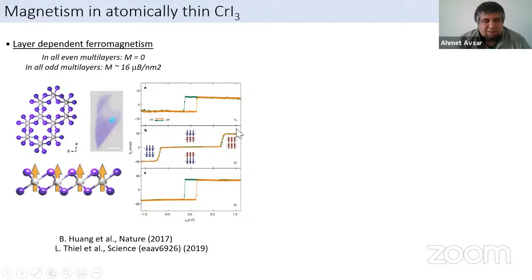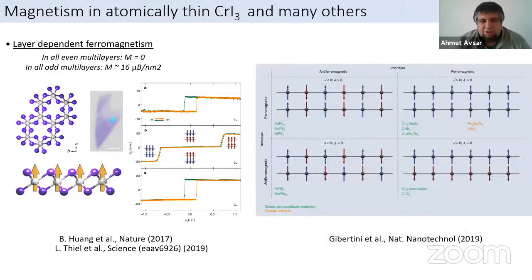So these materials give us the opportunity to have really layer dependent magnetism, which is not possible with conventionally grown materials. Okay, and then soon it was also shown that chromium iodide is not alone. We have very different materials which have this kind of layer dependent magnetism, but these spin alignments are all different types. Because of the strong competition between the intralayer and interlayer exchange coupling, we have all these sorts of spin alignments.